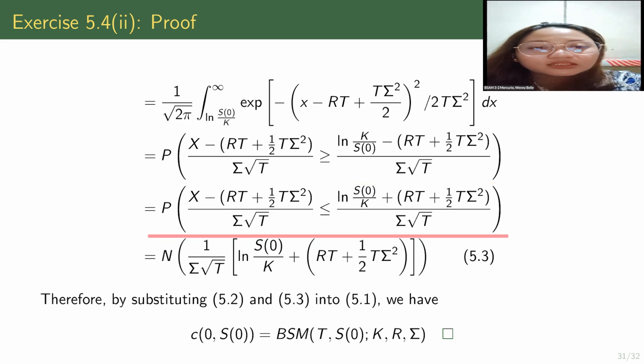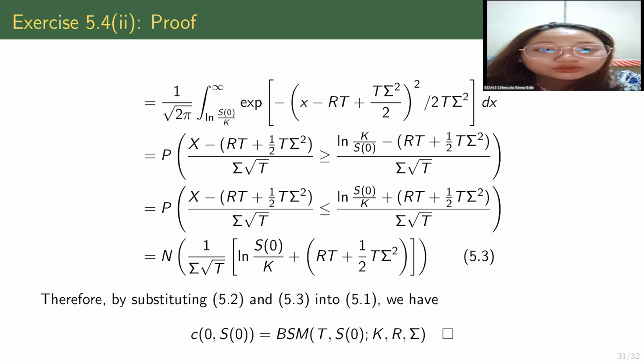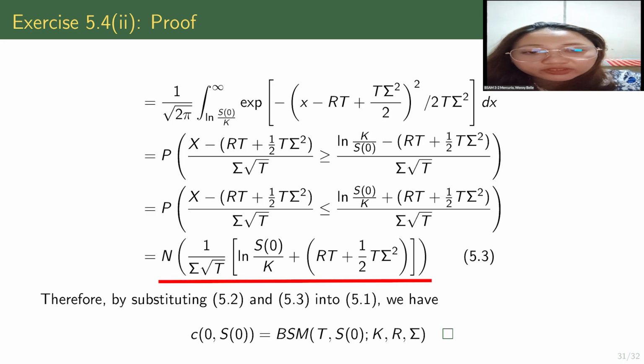is equal to P((x - (rt + ½tσ²))/(σ√t) ≤ (ln(S(0)/K) + (rt + ½tσ²))/(σ√t)), which is equal to N of (1/(σ√t)) times (ln(S(0)/K) + rt + ½tσ²).